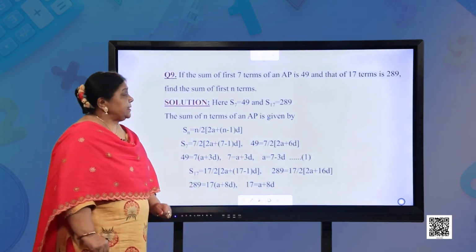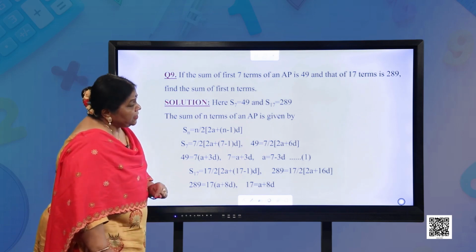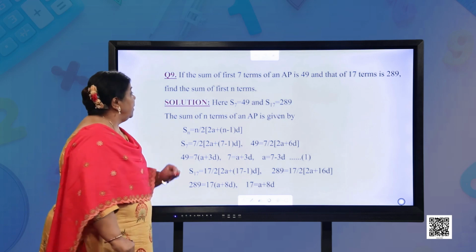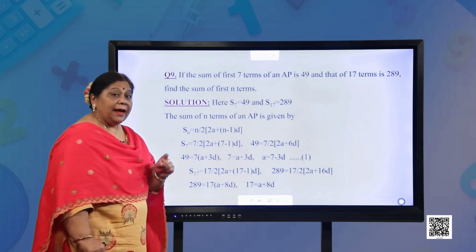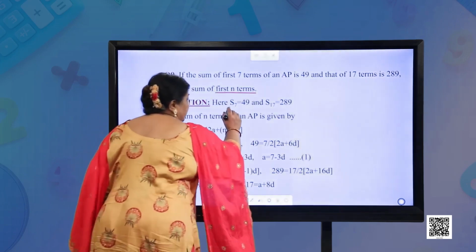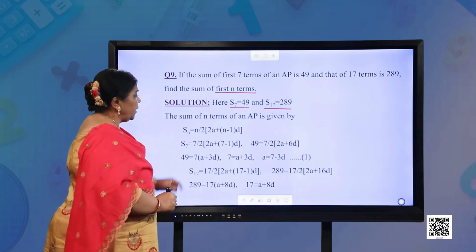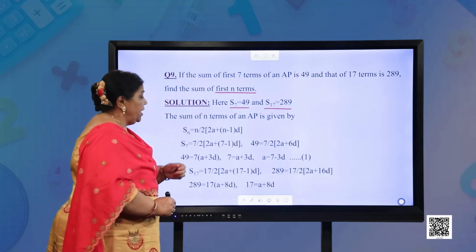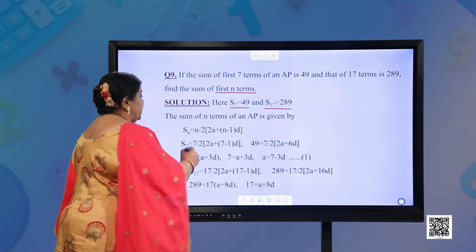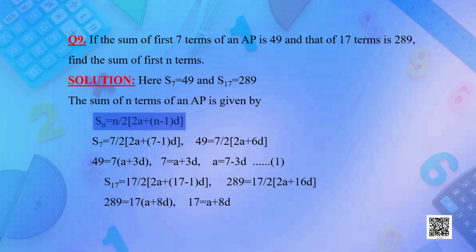If the sum of the first 7 terms of an AP is 49 and that of 17 terms is 289, find the sum of the first n terms. Very interesting question. Here S7 is 49 and S17 is 289. With the help of the given information, we will get two equations. See, the sum of n terms of an AP, we know the formula is Sn is equal to n upon 2 into (2a plus (n minus 1) into d).